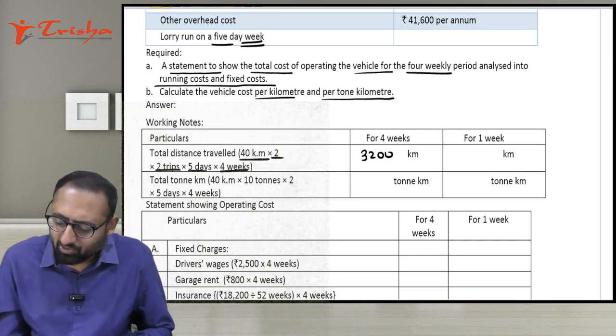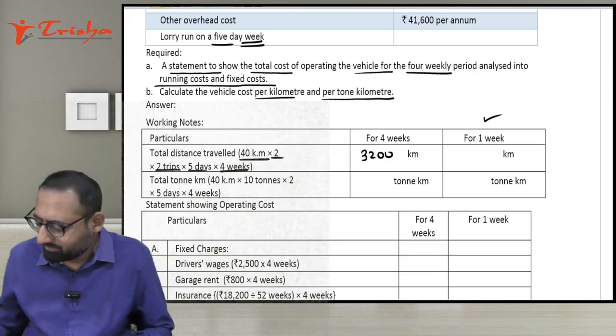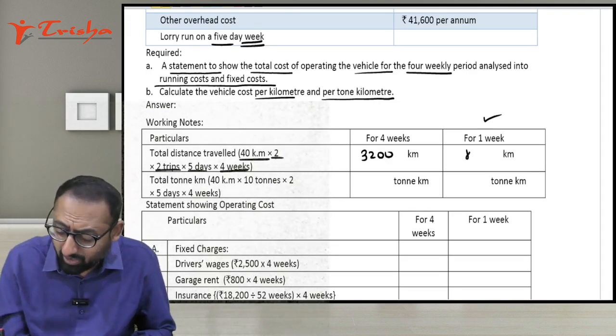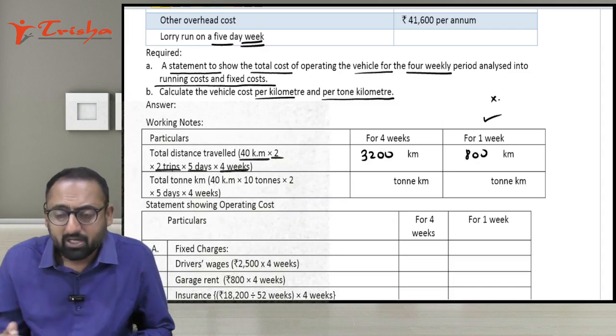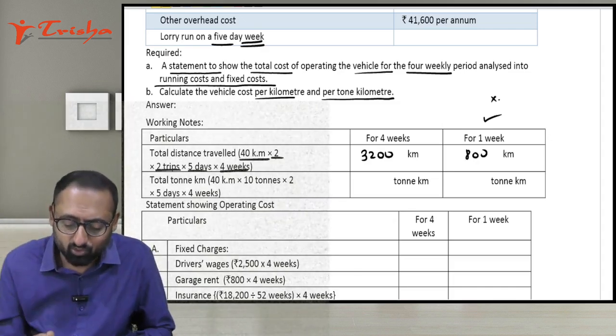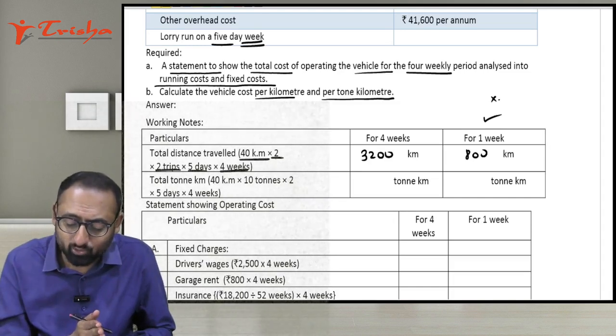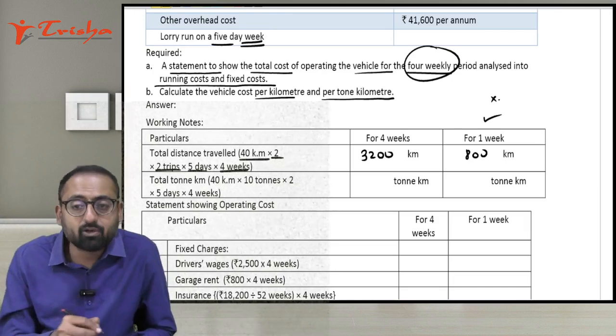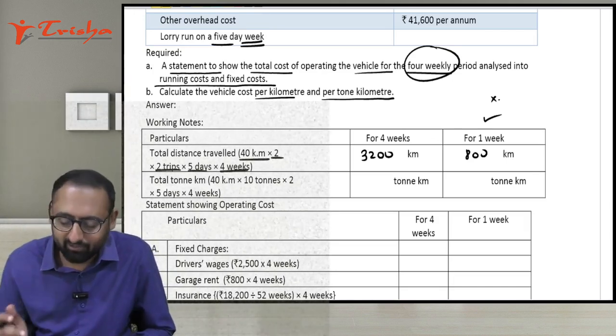So no need to work that for 1 week. Okay, so 3,200 divided by 4 weeks, it will be 800. No need, absolutely there is no need. It is given in the suggested answer, but there is no need at all, because you directly need to calculate cost for the 4 weekly period. They have asked for 4 weekly cost, so no need for that 1 week column.